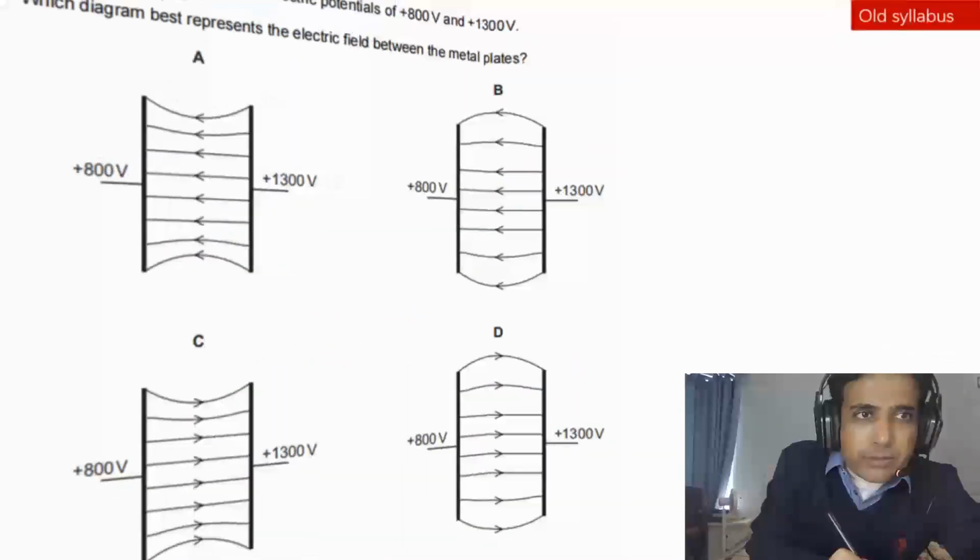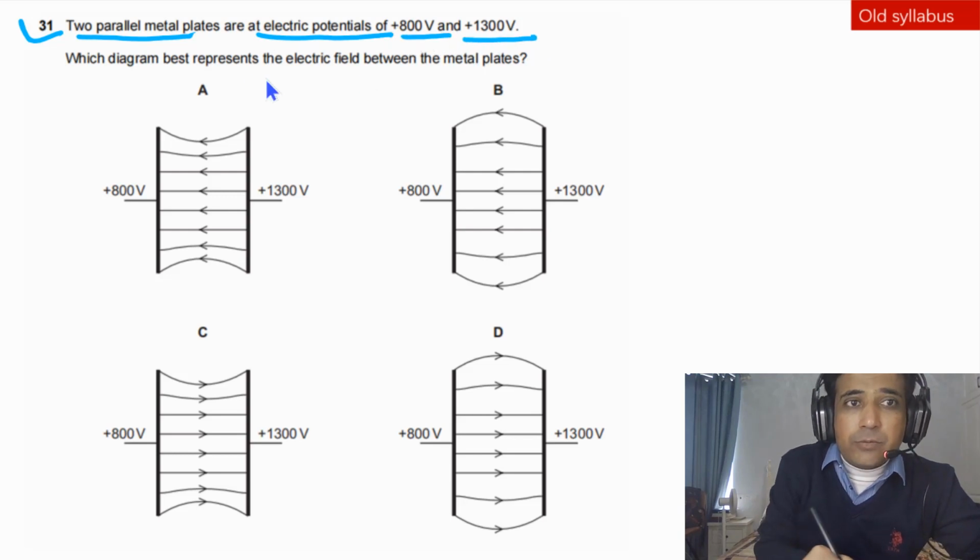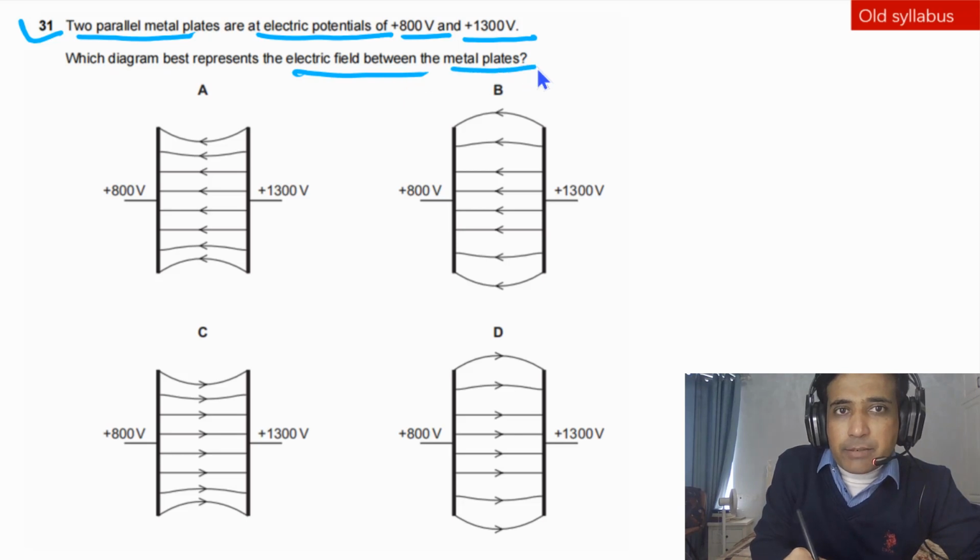Question 31 says two parallel metal plates are at electric potential of 800 volts and 1300 volts. Which diagram best represents the electric field between the metal plates?